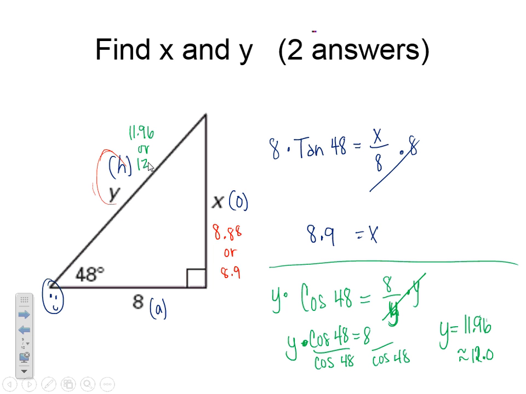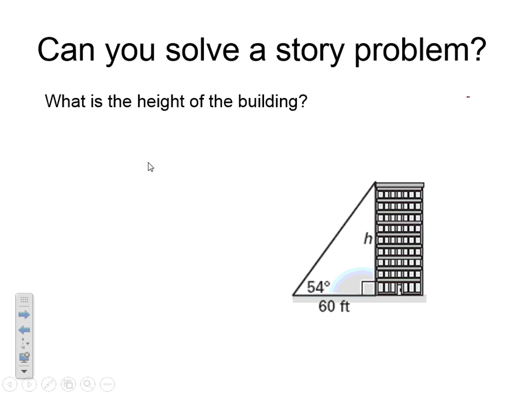Now, another way that you could have found that other length is by using the Pythagorean theorem. A squared plus b squared equals c squared. I tend to use cosine, sine, and tangent because I think it's easier mathematically to type in, 8 divided by cosine of 48, but by all means, if you want to use a squared plus b squared equals c squared, go ahead and do so.